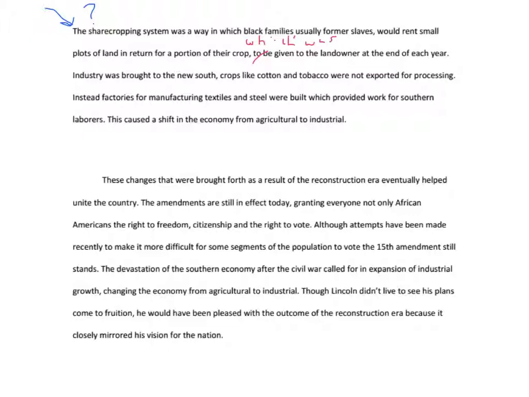Industry was brought to the New South. Crops like, there's a comma splice here. Let's use a comma and we can put a conjunction word, "and." And crops like cotton and tobacco were no longer exported for processing. Instead, factories for manufacturing textiles and steel were built, which provided work for Southern laborers. This caused a shift in the economy from agricultural to industrial.